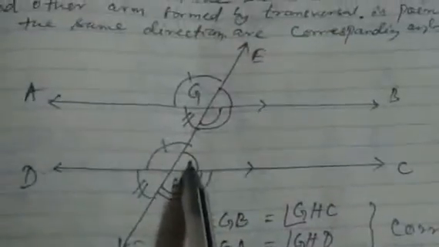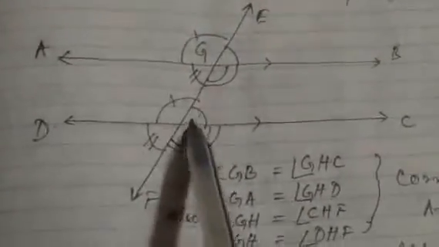Allied angles, as I already told you: this angle plus this angle is 180 degrees, therefore these two are allied angles, also called conjoined angles or co-interior angles. Similarly, another co-interior pair is this angle and this angle, that is AGH plus GHD equal to 180 degrees. So these two are a co-interior pair, and this is also a co-interior pair.